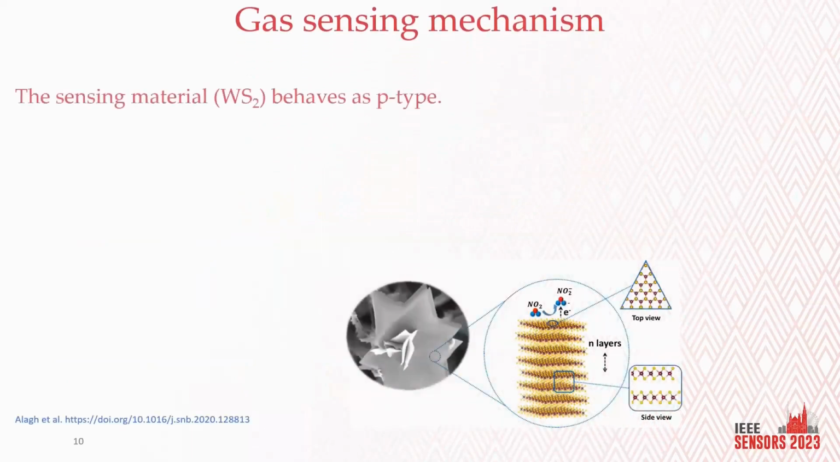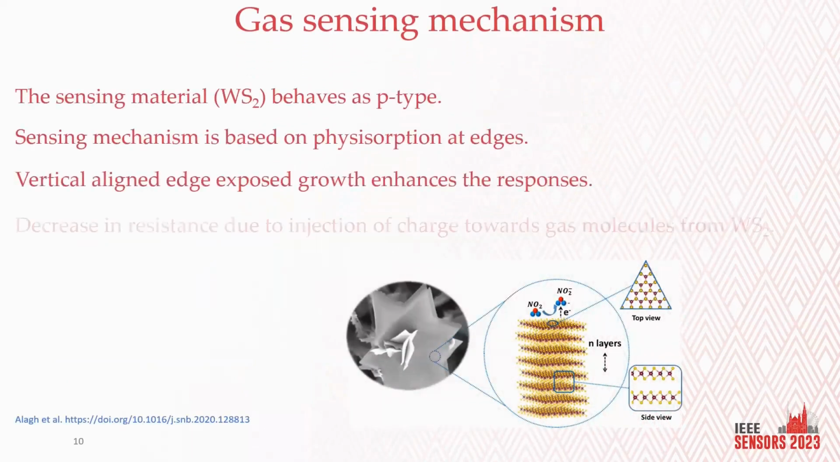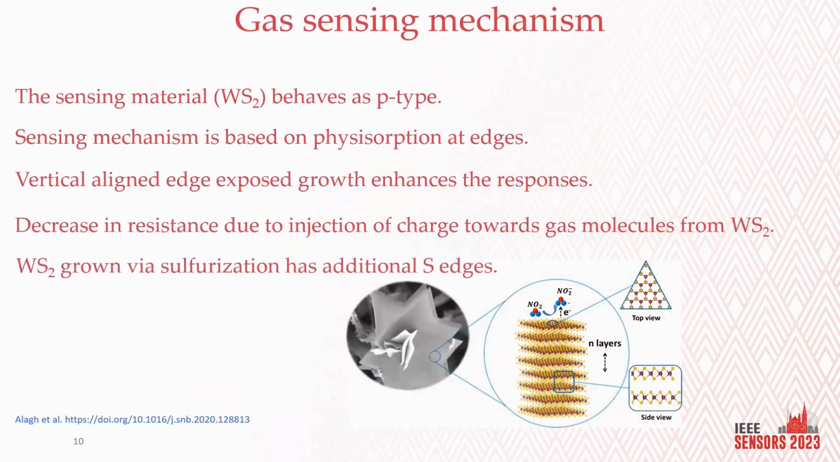So I will discuss a little bit about the gas sensing mechanism. We propose that the sensing mechanism of our sensors is based on physisorption at the edges, since we have a 2D material with a large number of edges, and our reaction is a sulfurization reaction, which makes it possible to have additional sulfur edges on the material. And our material behaves as a p-type material. The vertical growth of our material enhances the sensitivity and selectivity towards NO₂, and the decrease in the resistance is due to the injection of charge towards the gas molecules.